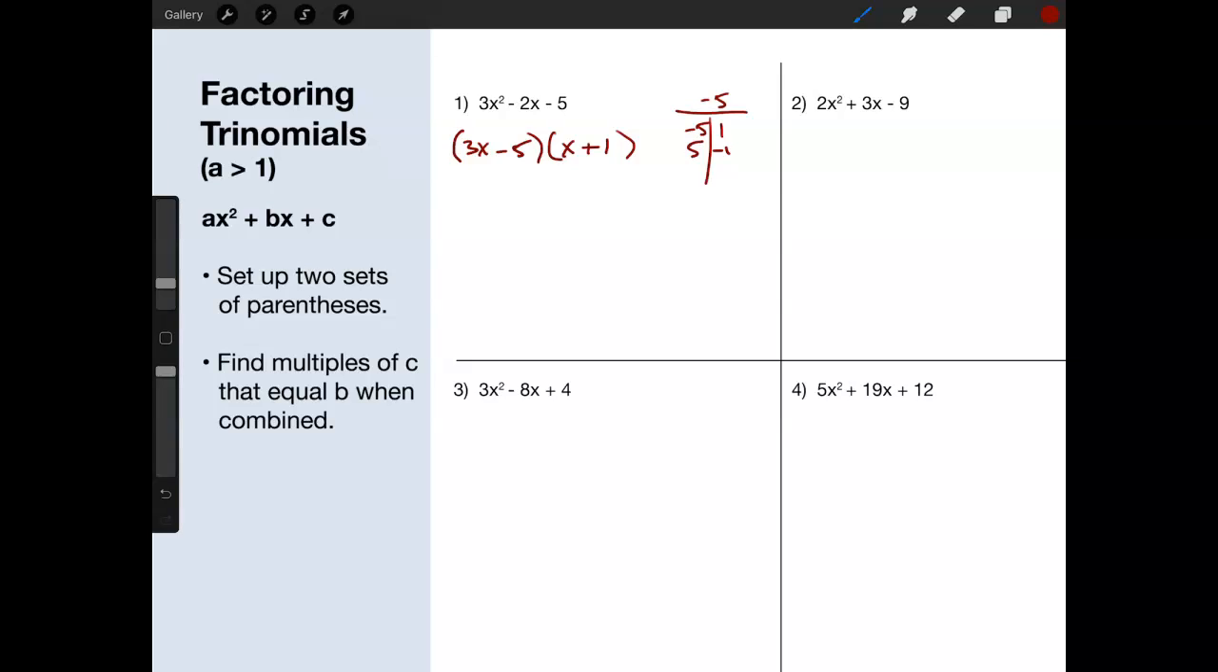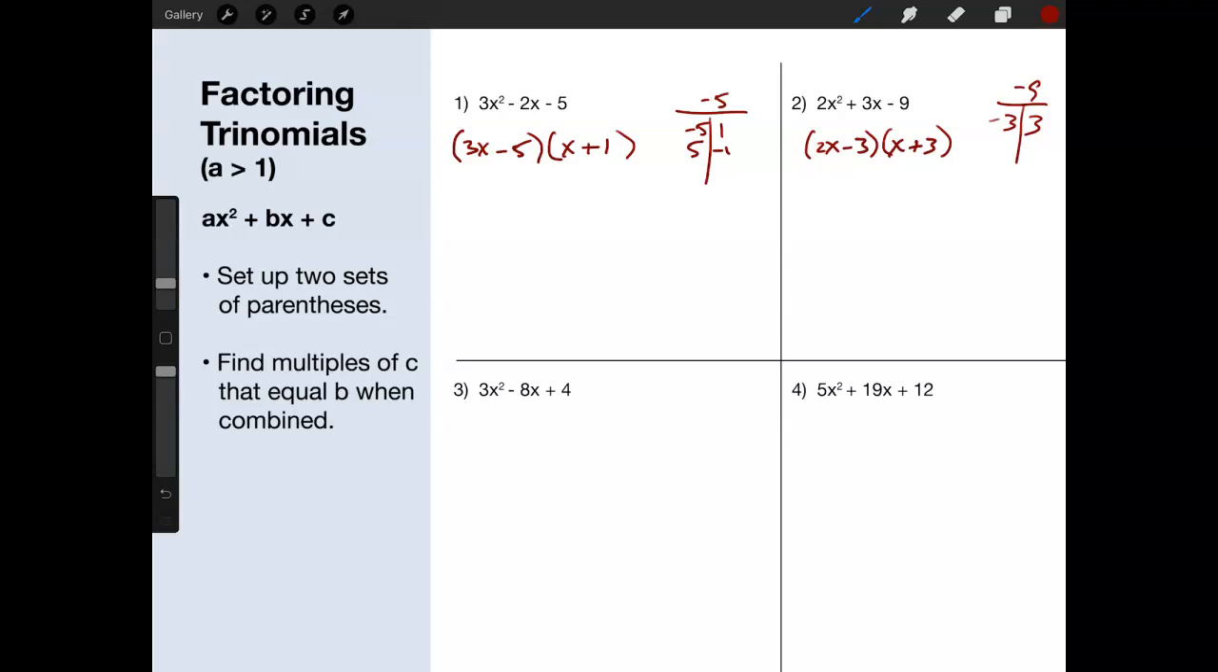For number 2, we have 2x squared plus 3x minus 9. So inside our parentheses, we're going to start with 2x and x. Now the only multiples that are going to give us negative 9 are positive 3 and negative 3. So we need to figure out if the negative 3 goes after 2x or after the x. Since we want a positive 3, we're going to want the positive 3 to go after the x and the negative 3 to go after the 2x.